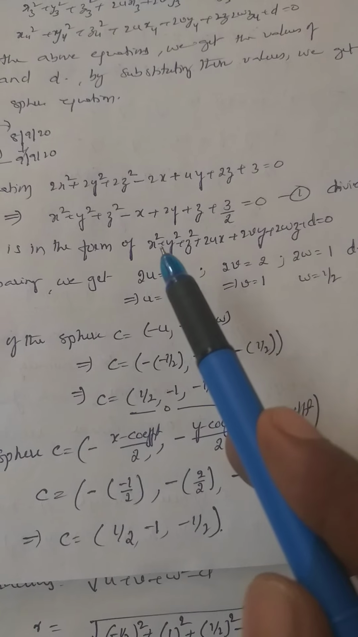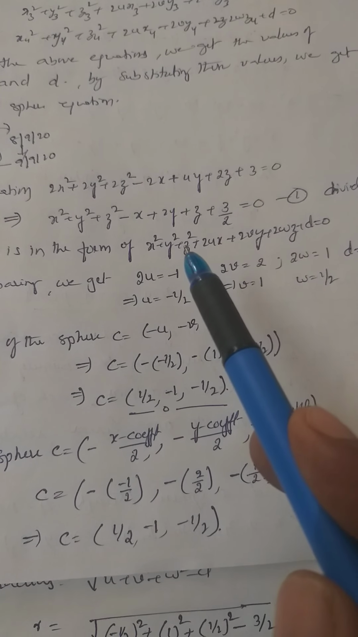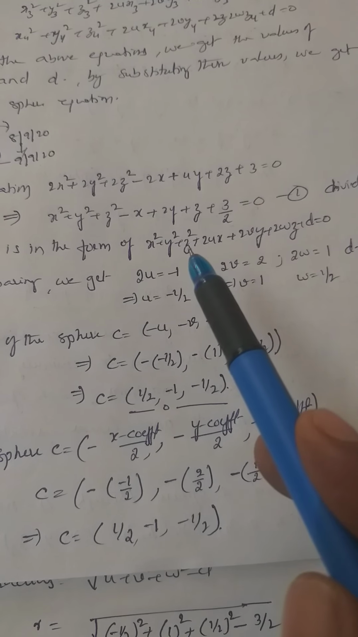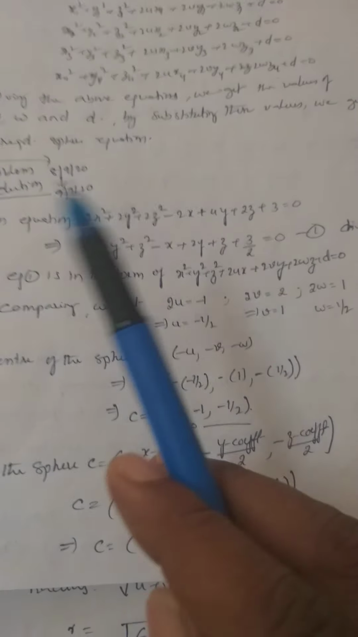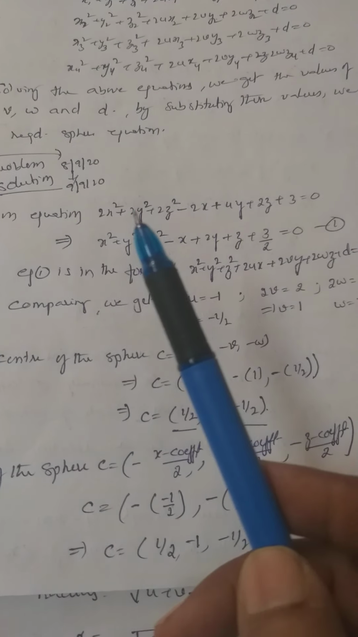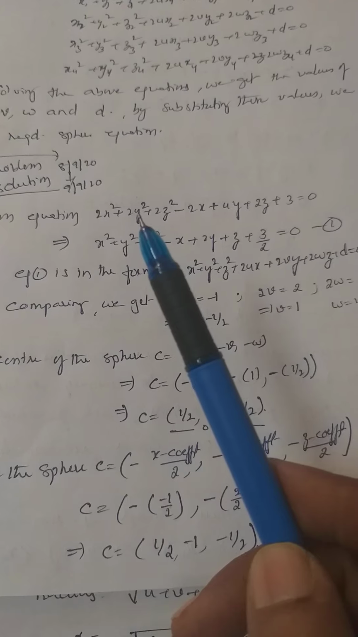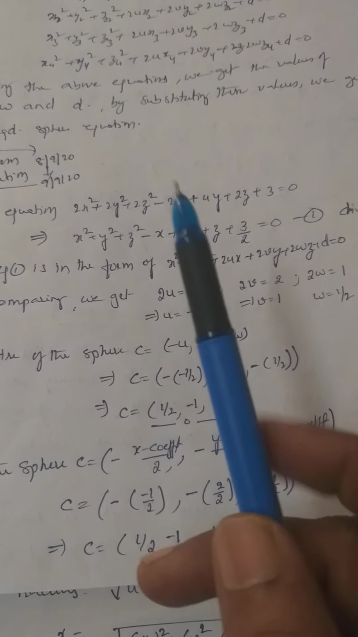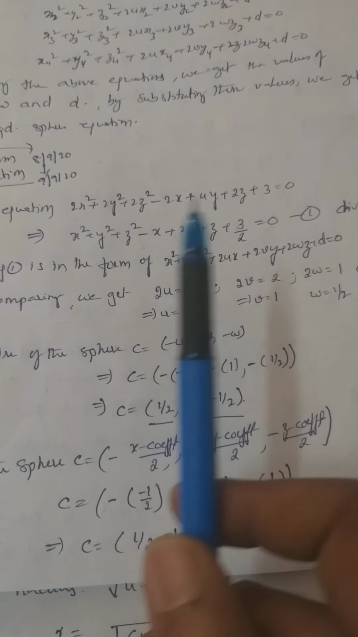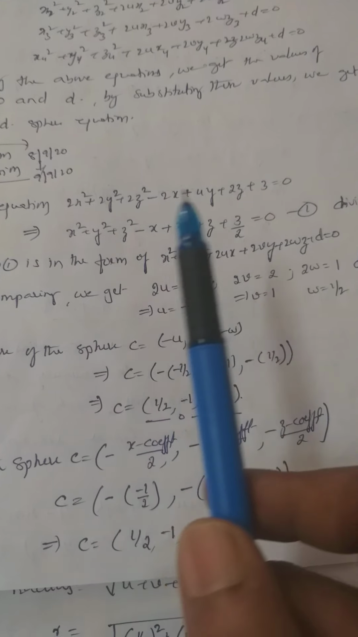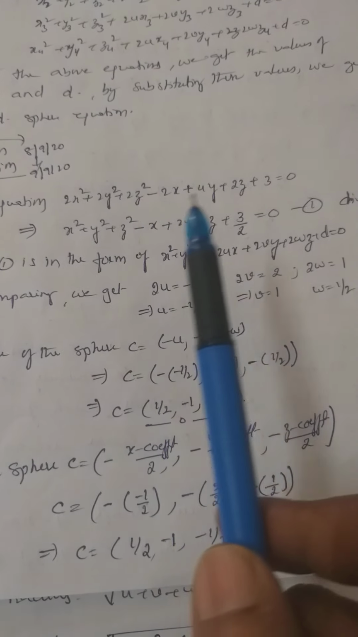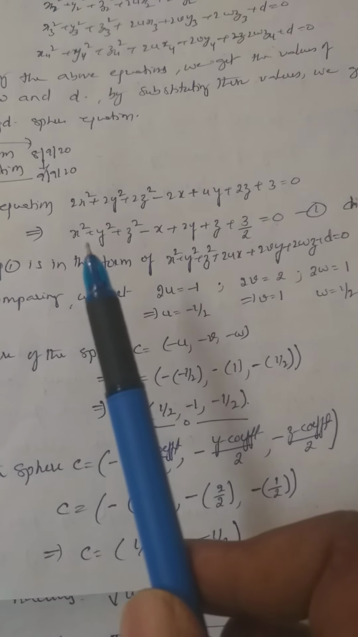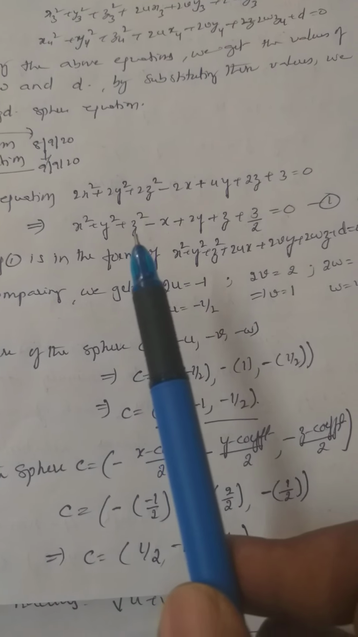That means the coefficient of x square is equal to 1, the coefficient of y square is equal to 1, the coefficient of z square is equal to 1. Here in the given equation, the coefficient of x square is 2, y square 2, z square 2. That means you have to take 2 common, or else divide throughout by 2.